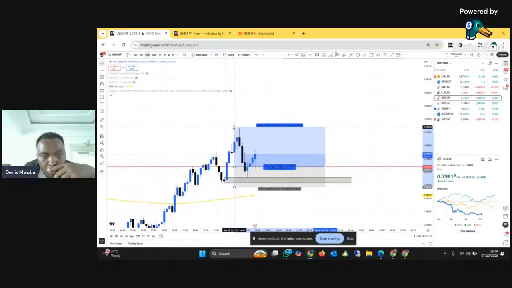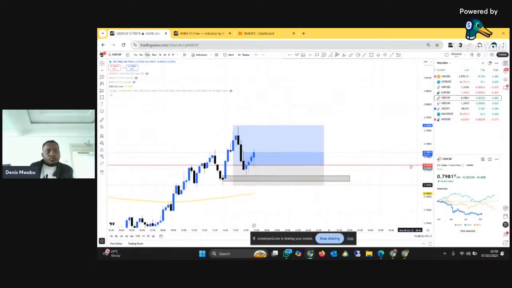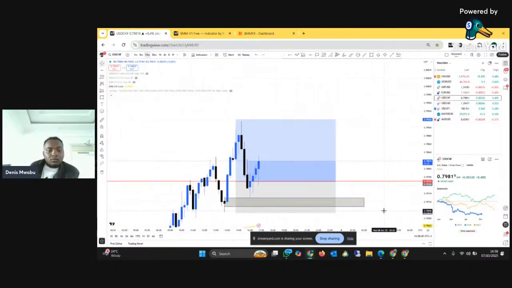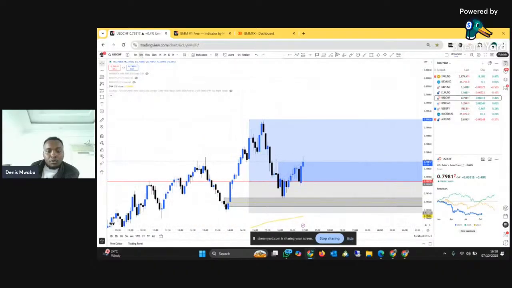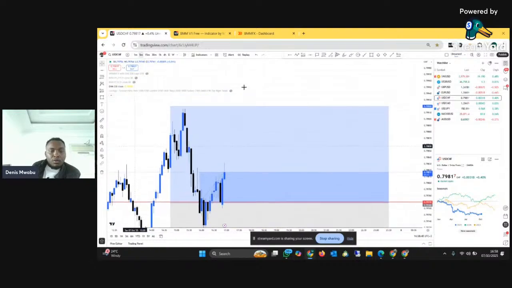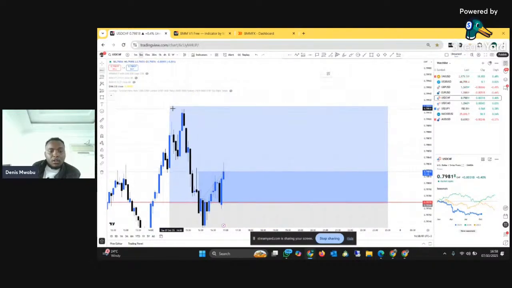A 1:2 will be here. So this will have pushed. Okay, this could have pushed. We see if it will be able to hit this particular area here.